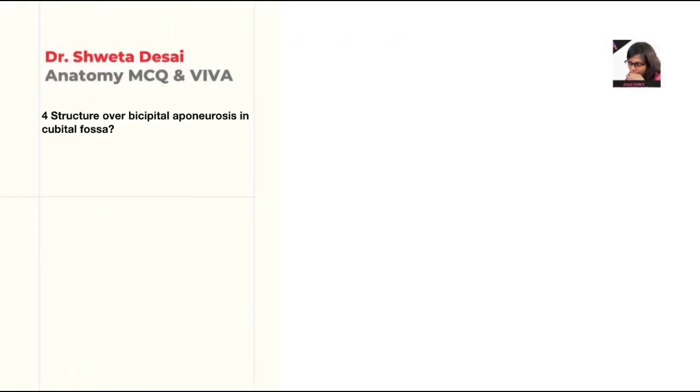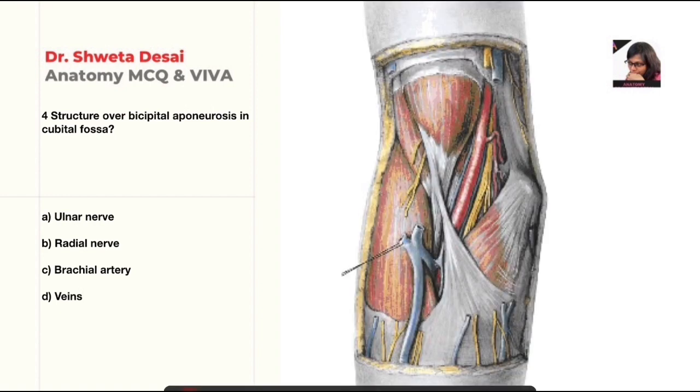Now the next question, question number 4. Structure over bicipital aponeurosis in cubital fossa. Options are A, ulnar nerve, B, radial nerve, C, brachial artery and D, veins. So in this diagram you can see these are the veins which lie superficial to this aponeurosis. So here the correct answer is D, veins.